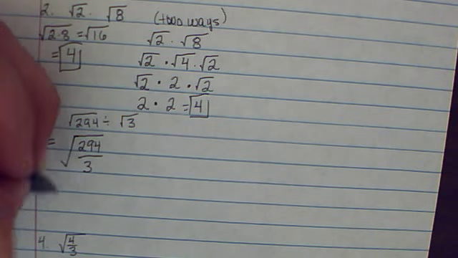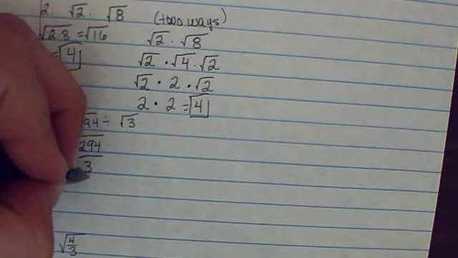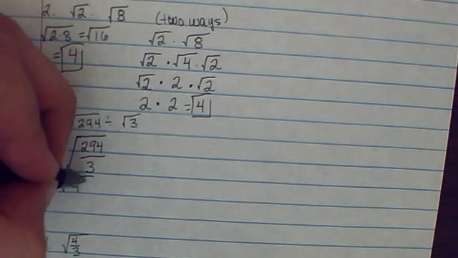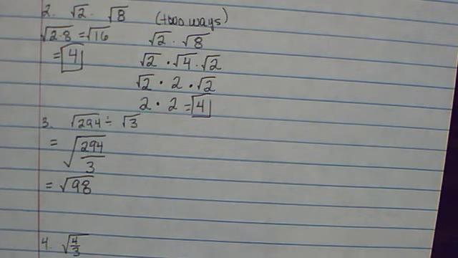Now 3 does go into 294, so I'm going to go ahead and find that quotient: 294 divided by 3, which is 98. Now the square root of 98 is the number that I want to simplify. I think of all the numbers that would multiply together to make 98, one of them being a perfect square. So I'm going to go through all the perfect squares.